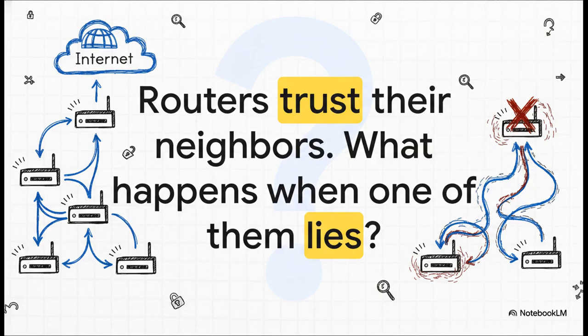And that leaves us with a pretty fascinating thought. This entire global system is built on routers trusting the information they get from their neighbors. They just assume everyone is playing nice and trying to find the best path. So what happens to our data and to the internet itself when one of those routers decides to lie?